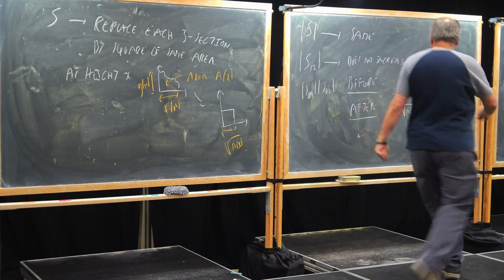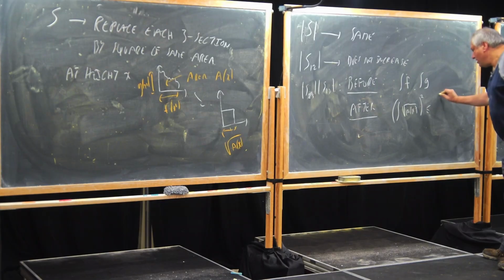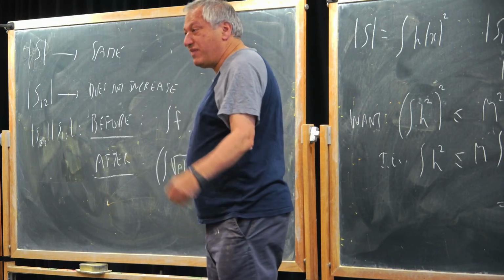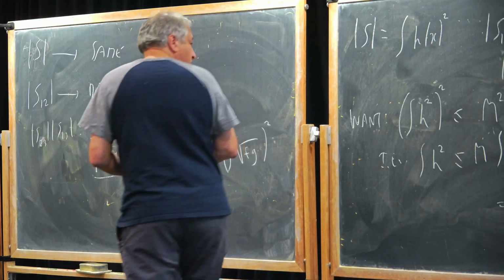So this is at most as big as the integral of root Fg, all squared. And remember, we're trying to show that the projections went down. So if that's less than that, it's enough to show that this is bigger than this. Right? If this is bigger than this, then this is certainly bigger than that. So what do we want?